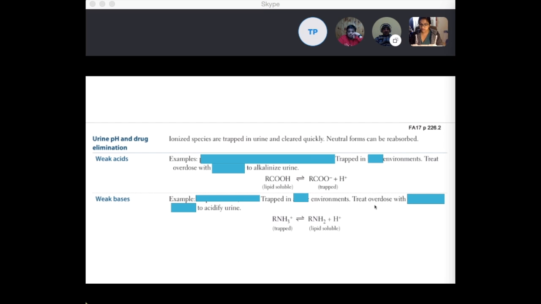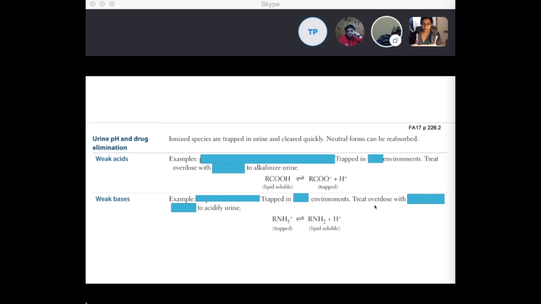Alrighty. So back to First Aid. I talk about urine pH and drug elimination. We mentioned a little bit about ionized and non-ionized forms of drugs being filtered or not filtered. So ionized species are trapped in the urine and they're cleared very quickly, as it says over there, while neutral forms can be reabsorbed. So when we have weak acids or weak bases, if we ionize them in certain environments, they can be renally cleared.